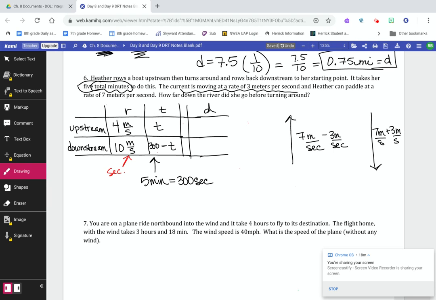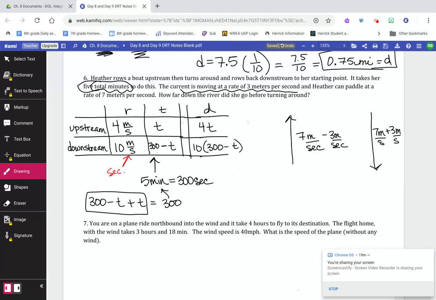And if that's confusing, think of it this way. You have your 300 seconds minus t. If you add t, that's a total of 300, which is your 5 minutes. So your upstream and your downstream should be together 5 minutes, which when you add the 2 times, we get 5 minutes. Okay, so for D, for going upstream, we have 4t. And then for the distance going downstream, we have 10 times parentheses 300 minus t.